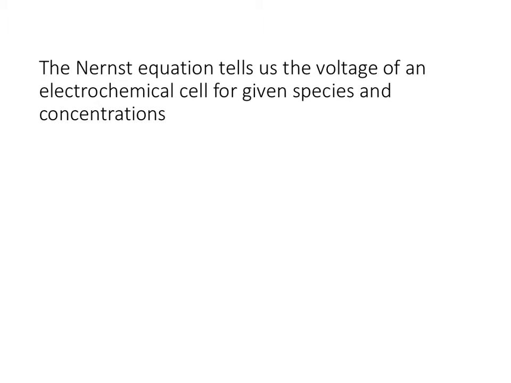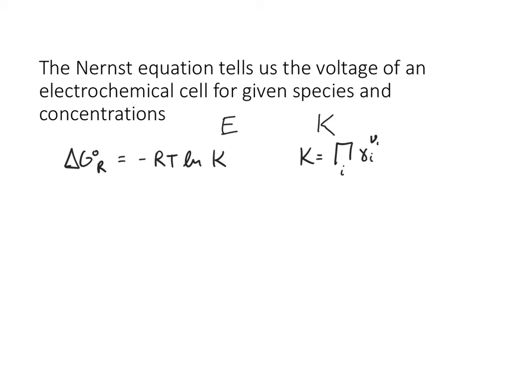Okay, the last thing we're going to talk about today is the Nernst equation, which is going to relate this electromotive force, this voltage potential, to an equilibrium constant. So we already know that delta G naught R is equal to negative RT log of K, the equilibrium constant. And we've seen from the last couple of chapters that K is a multiplication over all of the species in the reaction, and then an activity coefficient and a concentration.